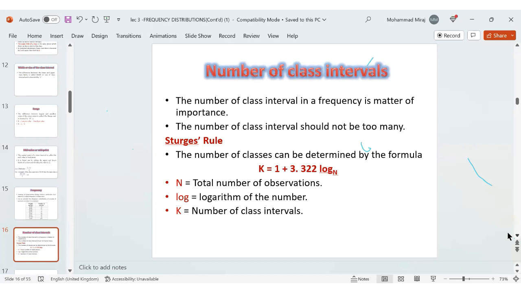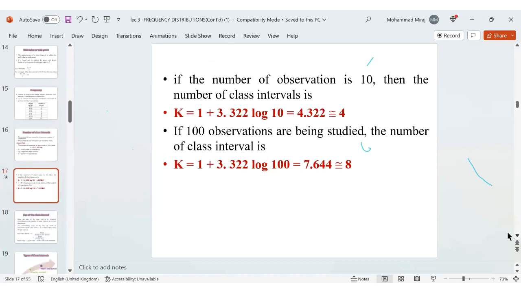So, this is the formula by which Sturges' rule can be used in order to make such a thing. Now suppose the observation is 10, then we put it into this formula. So we get almost 4. So with a gap of every 4, we can finish the task and divide them into groups of 4 like this.